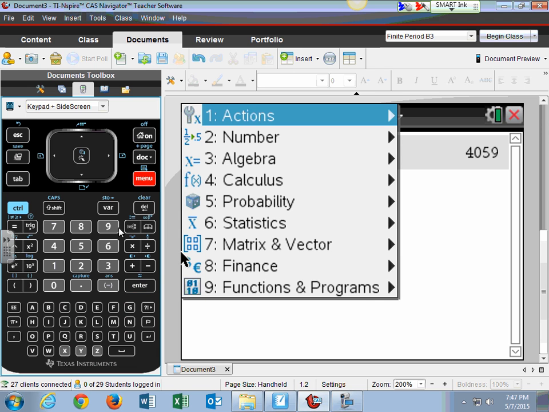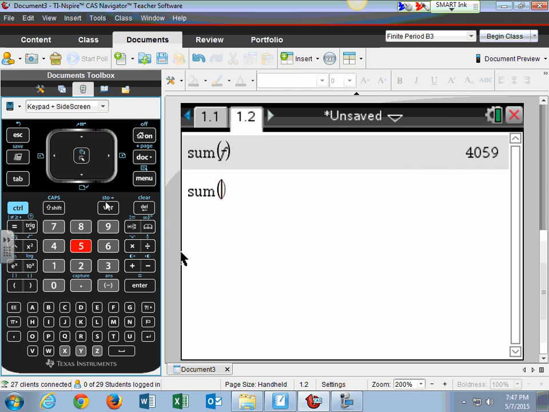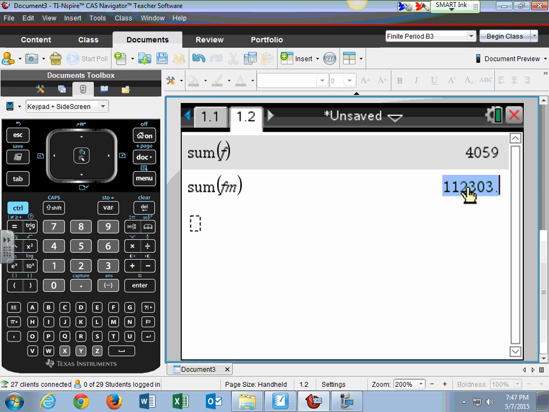And then Menu, 6, 3, Sum of Elements number 5. This time I hit var and I want F times M. And there's the sum of, okay, I'm not seeing that 0.5. So what do I need to do there? I probably need to change a setting on my computer here. Hopefully on your calculator you got that 0.5 that was thrown in there. Okay, so I probably need to change a setting here on my computer so I can get all my decimals. Okay, so there it is. Good luck. Have fun.